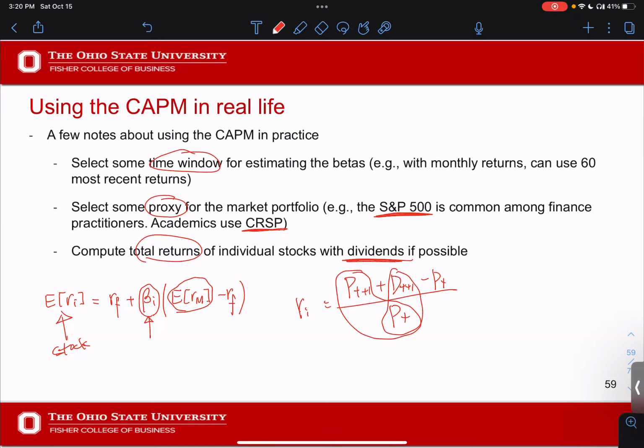And there are many more details to think about, like monthly versus daily versus yearly. So which one you should use? That's a lot to think about. And it depends on your specific scenario, okay?